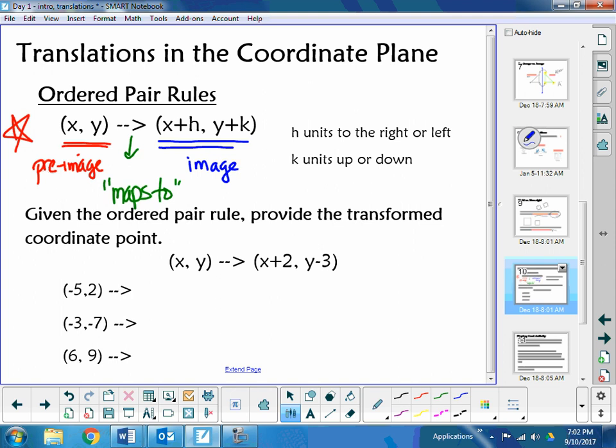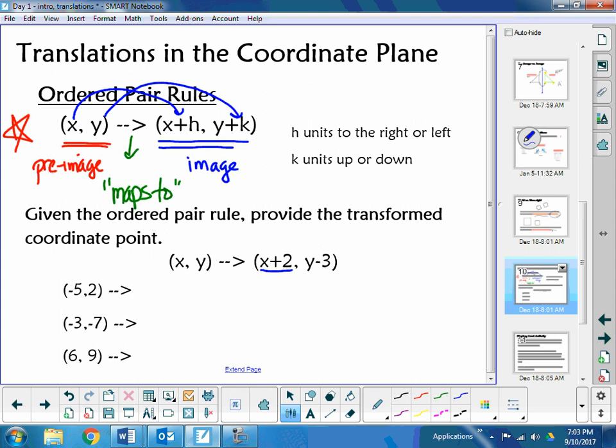And so in this case here, it's telling us to take the original X and add some value to it, or take the original Y and add some value to it. So it's telling you how it's shifting up and down and left and right. So let's think about these examples down here. Given the ordered pair rule, provide the transformed coordinate point. So it says x, y maps to x plus 2, y minus 3. So it's taking all of our x coordinates and adding 2 to it.